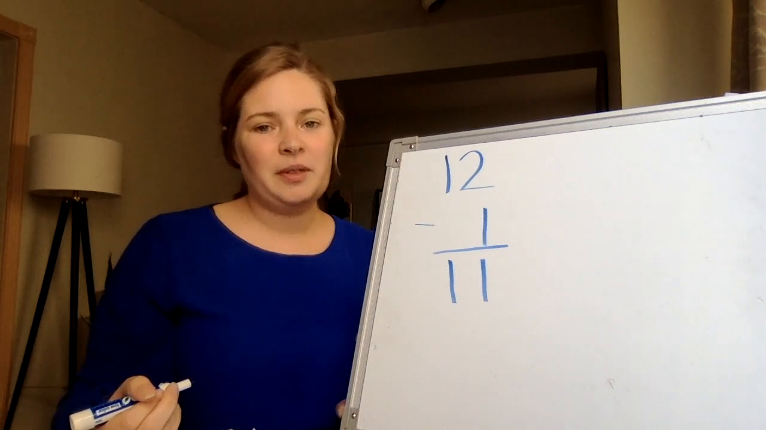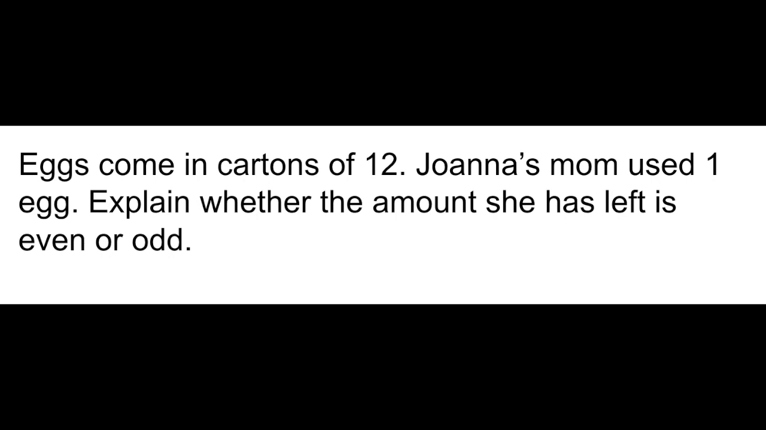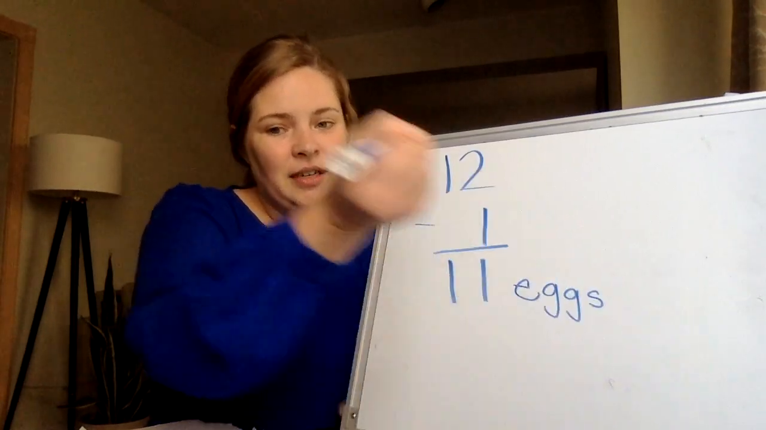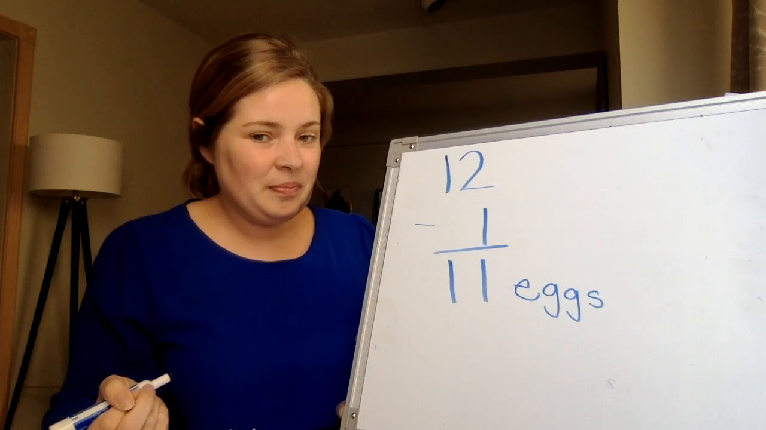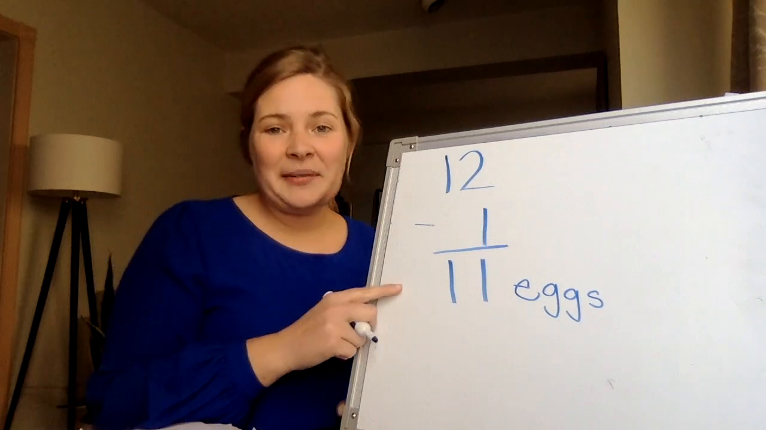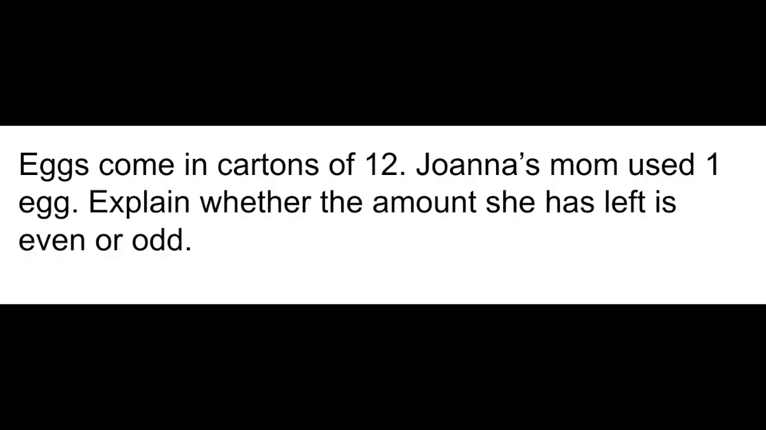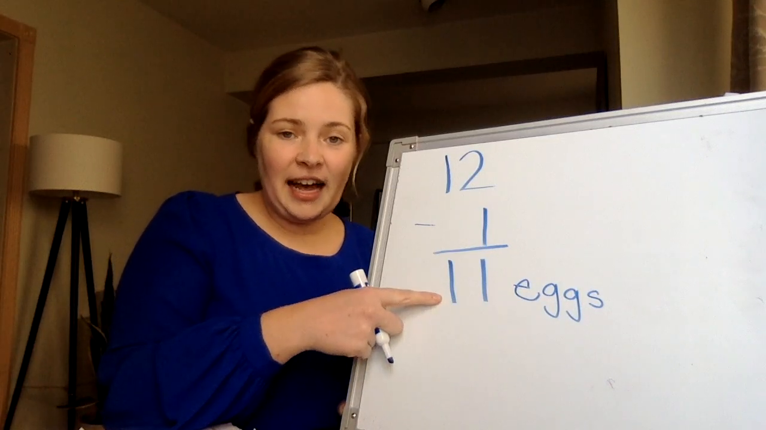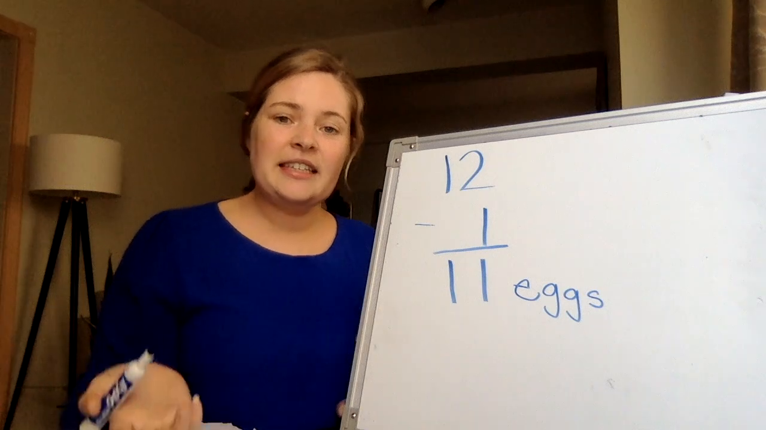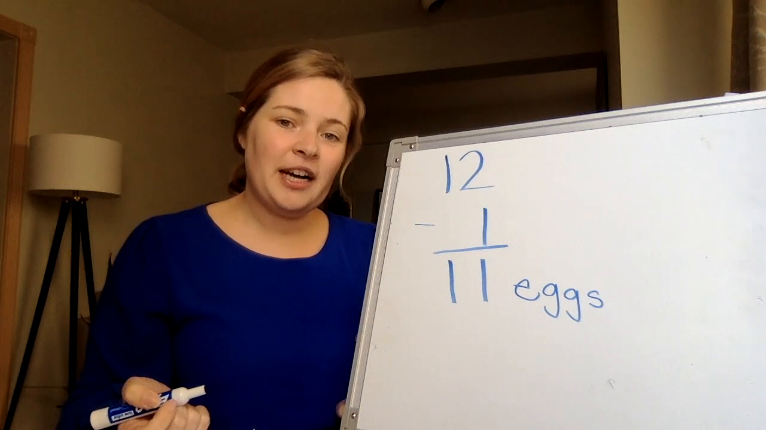What is the unit that we are working with? Today we are talking about eggs. It's important that we always write the unit so that we don't get confused about what we're talking about. This was not the question, though. The question was, explain whether the amount she has left is even or odd. She has 11 eggs left. Is 11 even or odd?